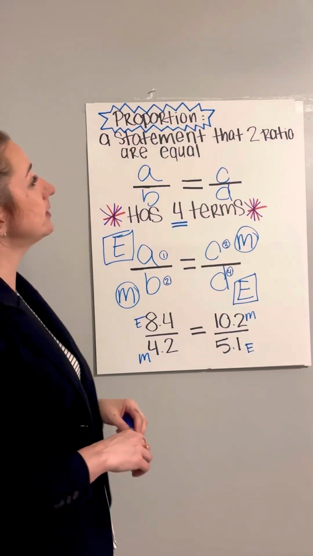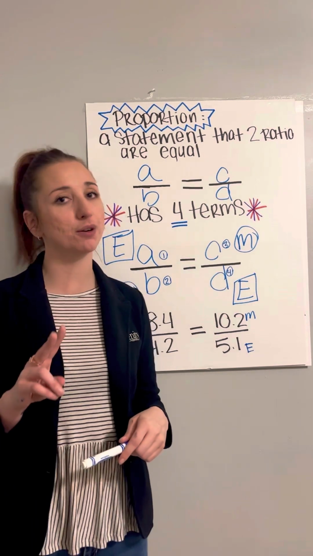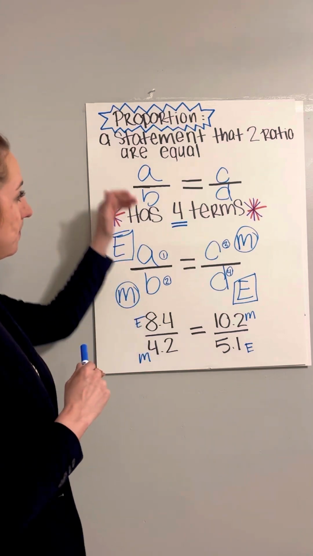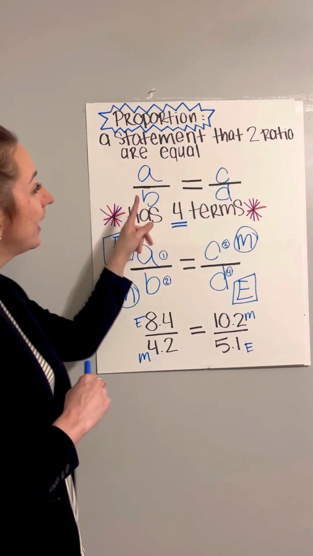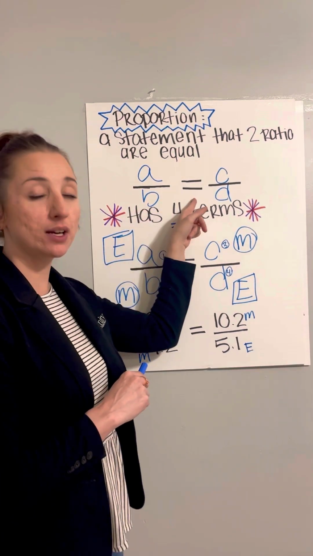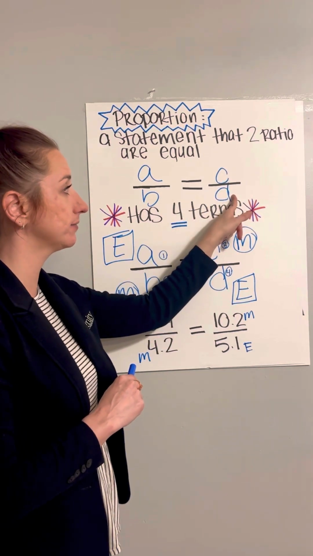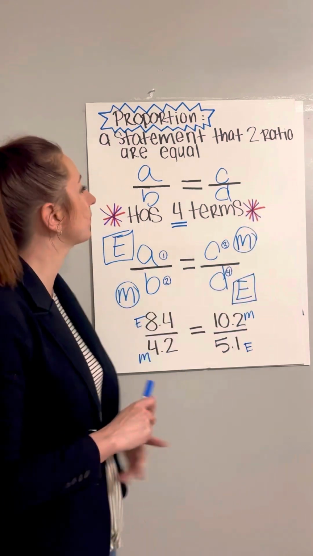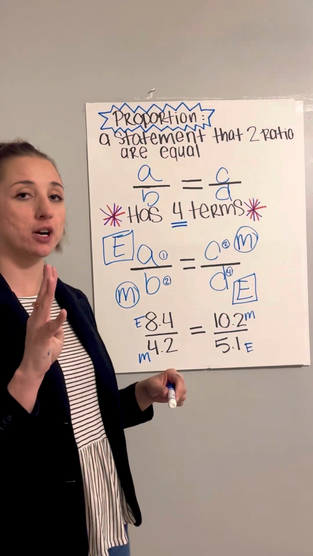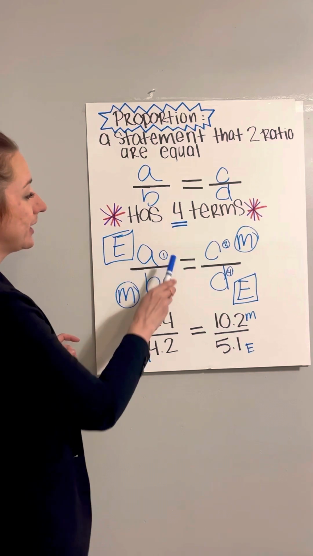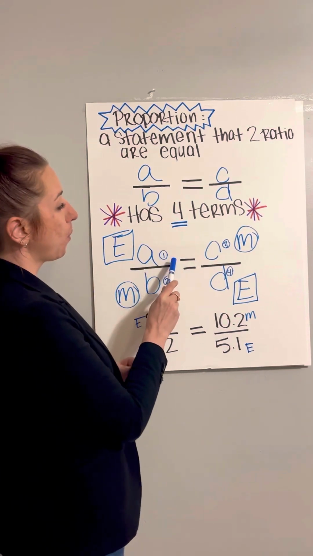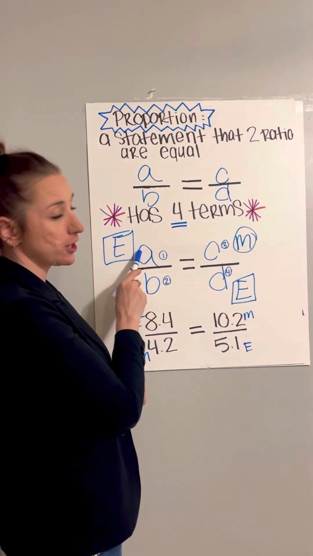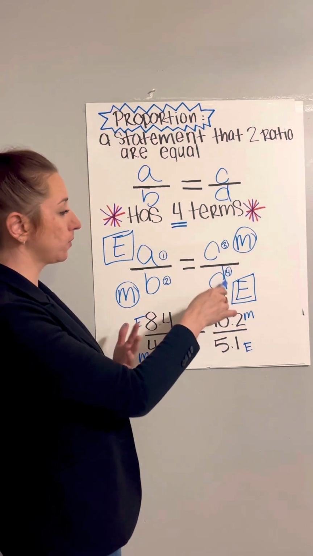Looking at proportions, a proportion is a statement that two ratios are equal. We could write the equation here, A over B equals C over D. Our first ratio equals our second ratio. Now, proportions have 4 terms. They're labeled here. We have 1, 2, 3, 4: first term, second term, third term, fourth term.